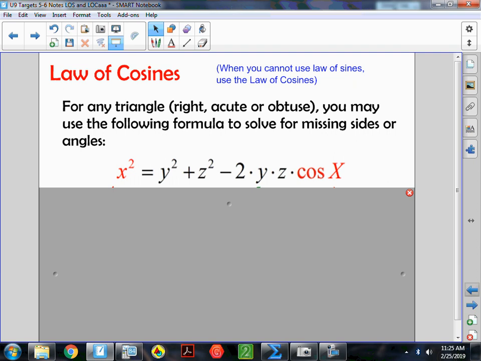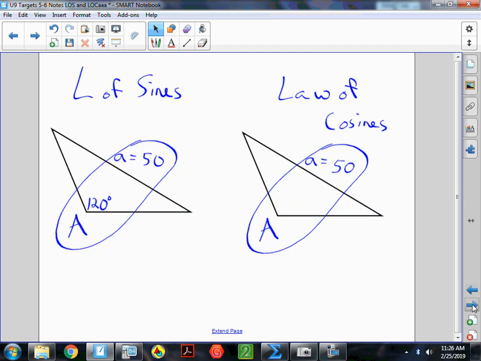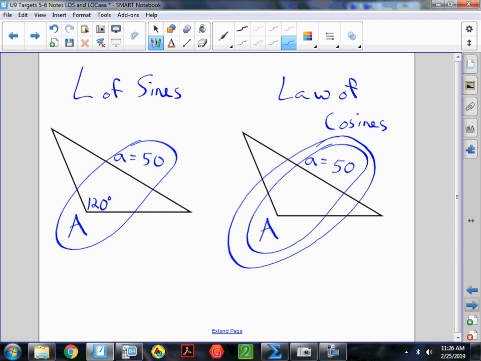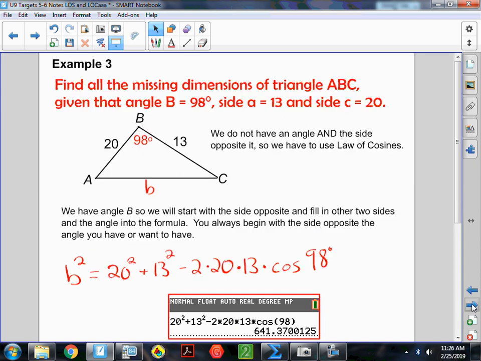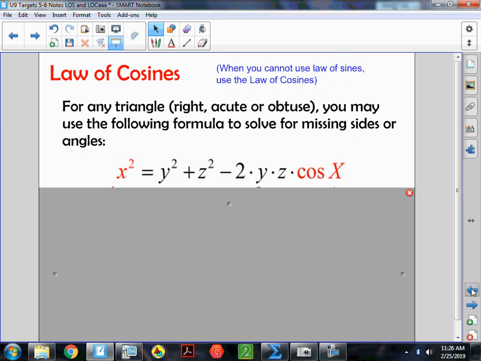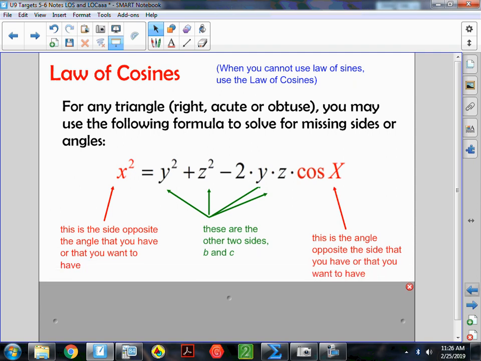I have the x squared at the beginning in red, and I have cosine x at the end. The x squared at the beginning and the cosine x at the end go to this idea of wanting to work with an angle and the side across from it. So the law of cosines formula starts and ends using an angle and the side across from it. Wrong button. So I made a note there.